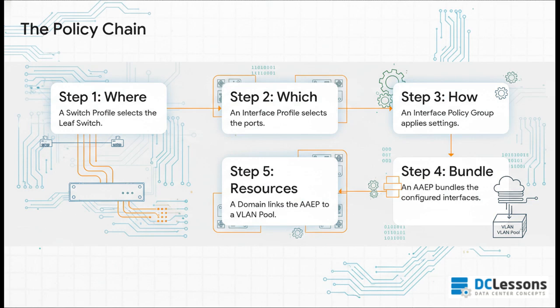Step 3, those ports get linked to an interface policy group. That's our template with all the settings, the how. Step 4, that policy group gets tied to an AAEP, our bucket for grouping interfaces. And finally, Step 5, the domain connects that AAEP to a VLAN pool. That's the what resources. See? Each piece has its own distinct job in the chain.